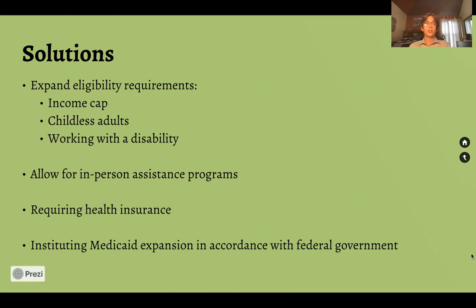Let's also look at allowing for in-person assistance programs. These are basically community organizations that go out, inform the public, and help them navigate the entire application process, because it's going to be pretty complicated. But unfortunately, Texas has really restrictive laws when it comes to these, so these are pretty much non-existent within our state.